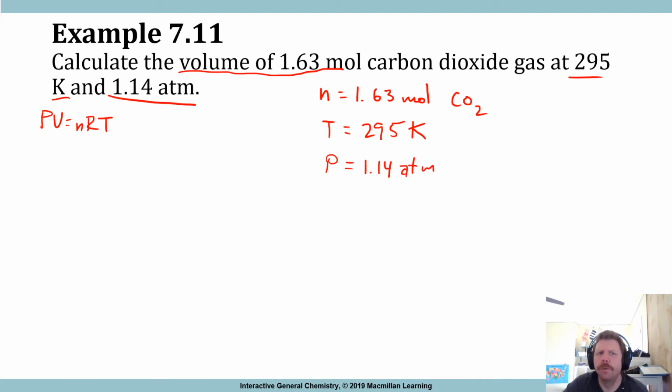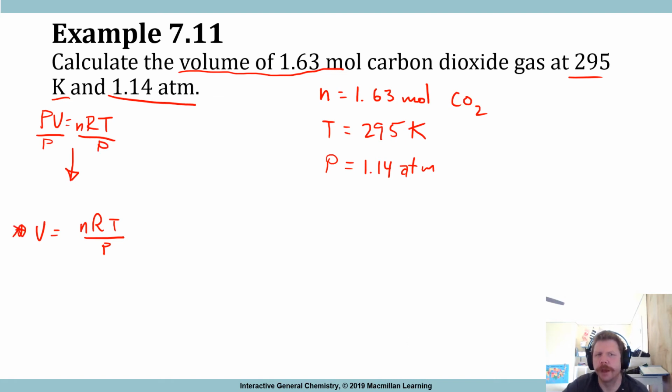Okay, so what I need to do is isolate volume because that's what I'm solving for. So I'm going to do my rearrangement of this equation to say V is equal to nRT over P, because I divided each side by P.